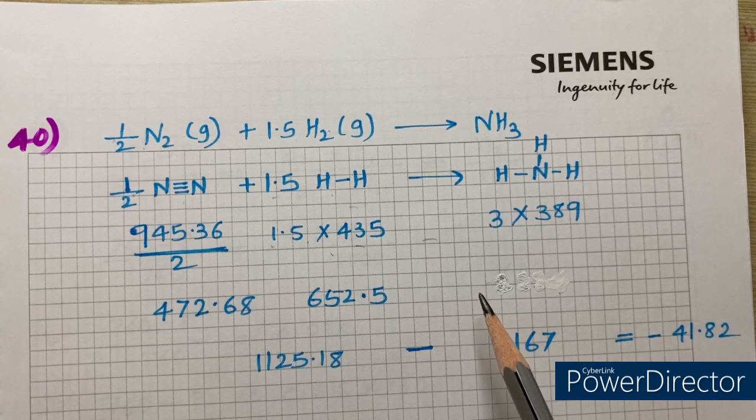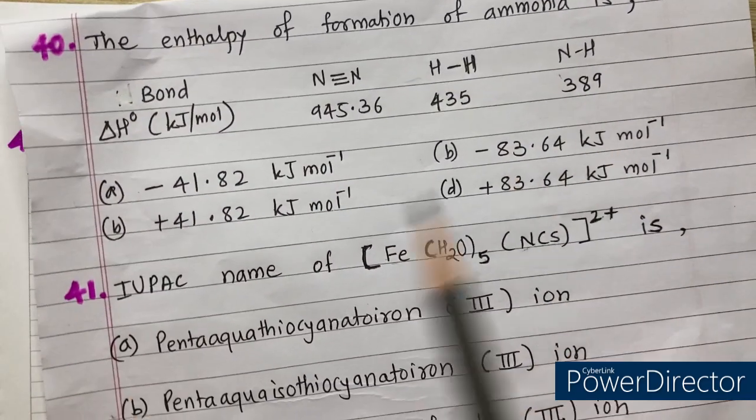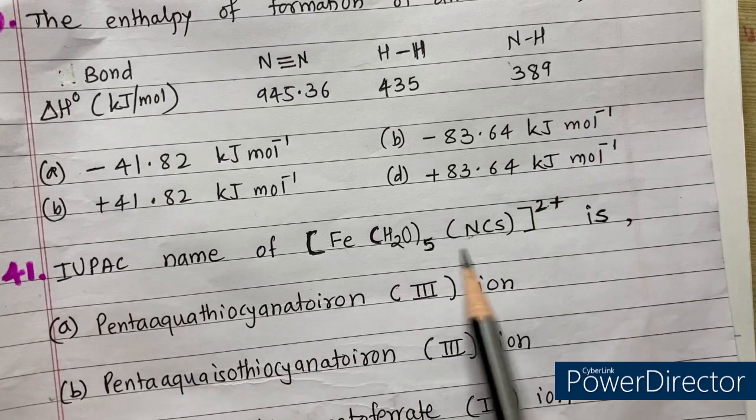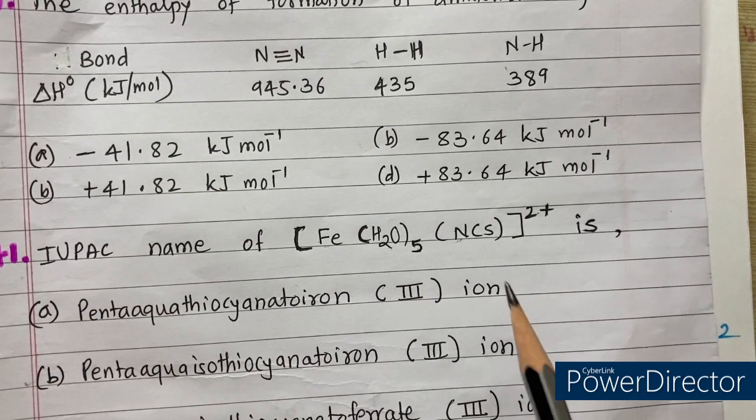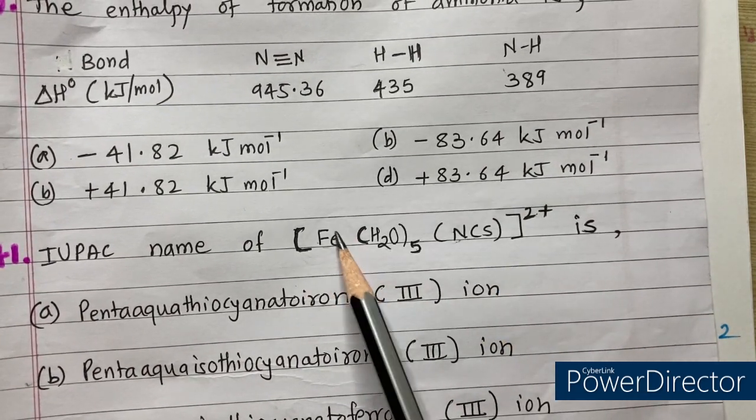Next. Question number 41 now. IUPAC name of this compound. Now see here, first find out the oxidation number of Fe.